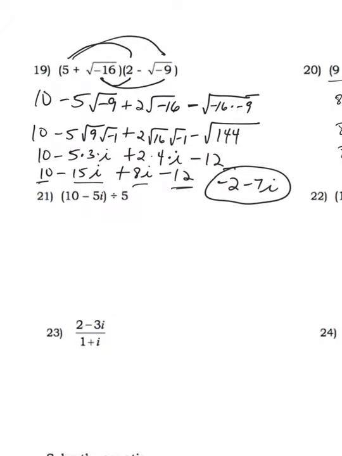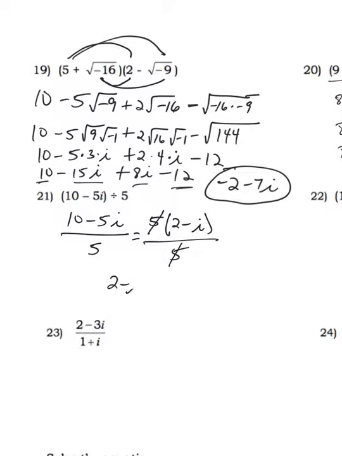We have a division problem. 10 minus 5i divided by 5. I know that if I factored out a 2, I would have, oops, what did I say, 2? That's not the GCF. I want to factor out the GCF. It's 5. I'm going to put in here 2 minus i, which will allow me to cancel my 5s and have a final answer, 2 minus i.